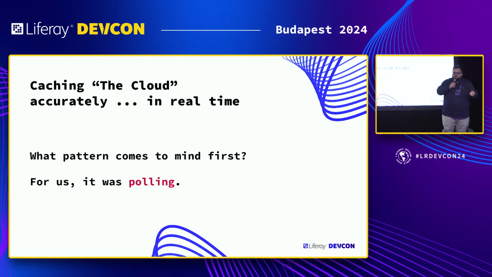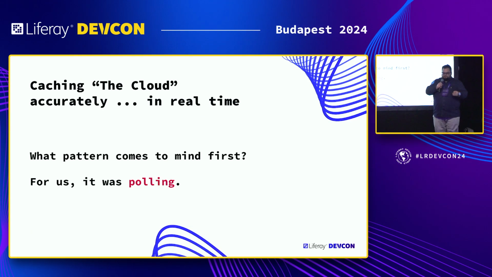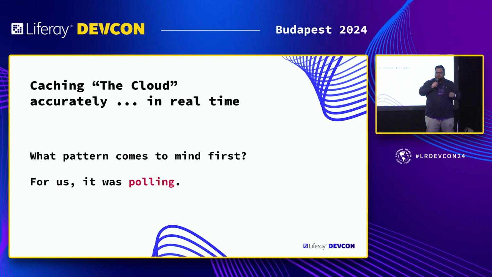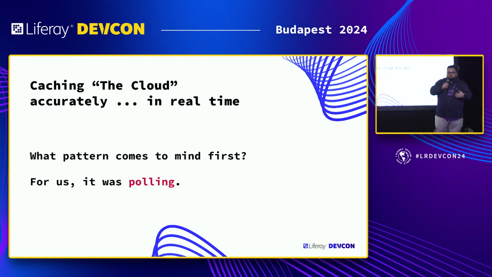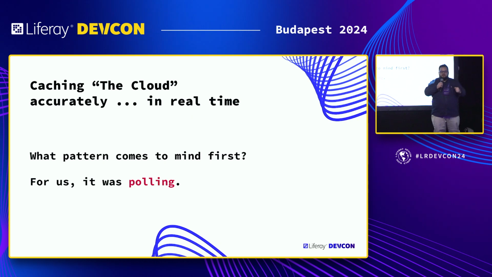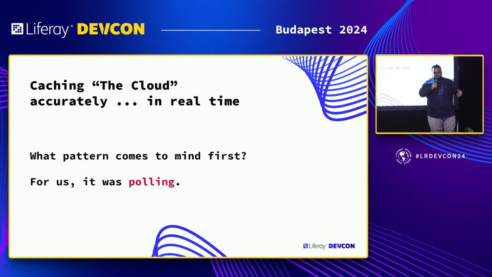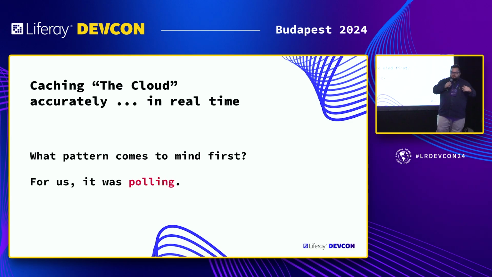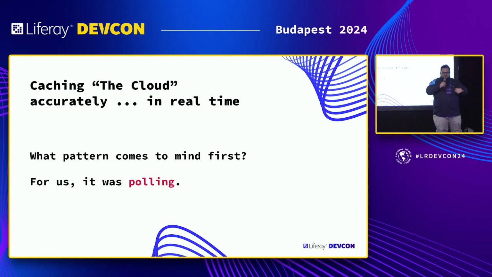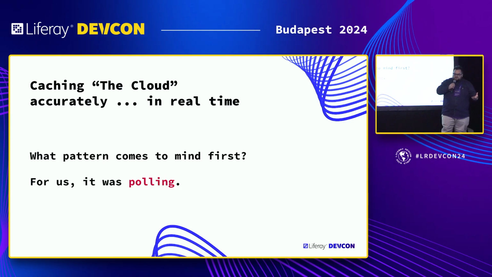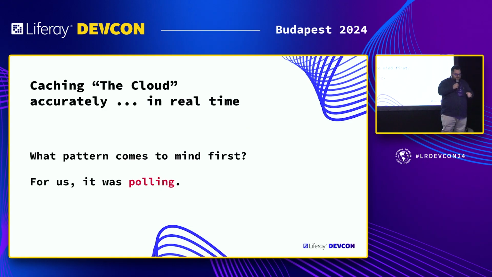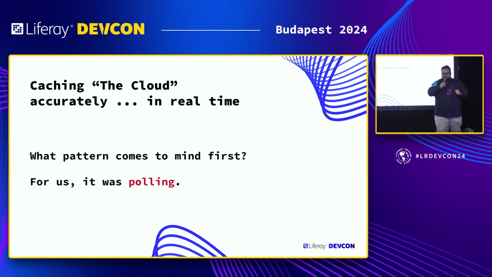And polling was the method that we chose at the beginning. So the Liferay Cloud platform was a very different platform at the beginning. We didn't have too many customers, right? So we didn't have too many requests. We were running on a different architecture before. We were running on Docker Swarm. So we didn't have all of the features that are available with Kubernetes. So polling was the natural solution for us.